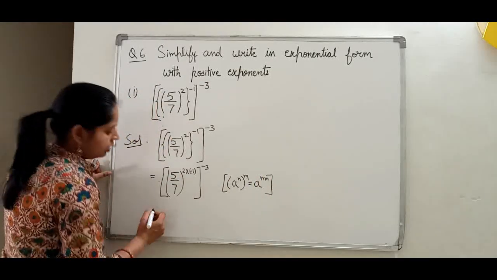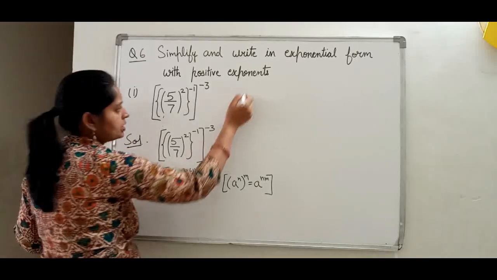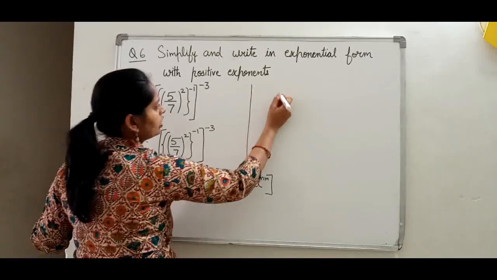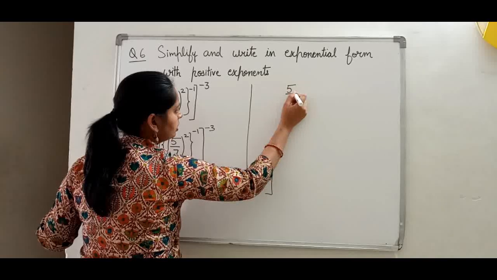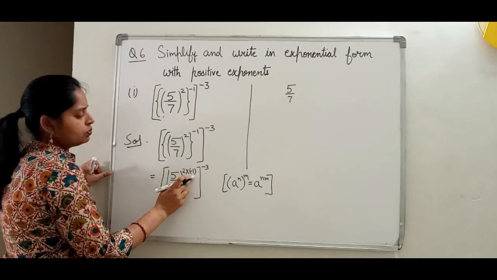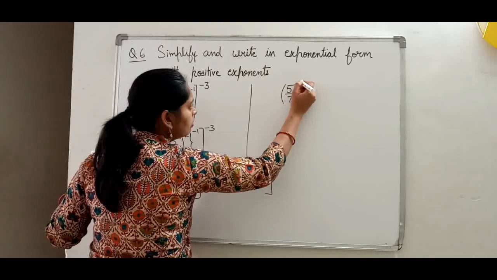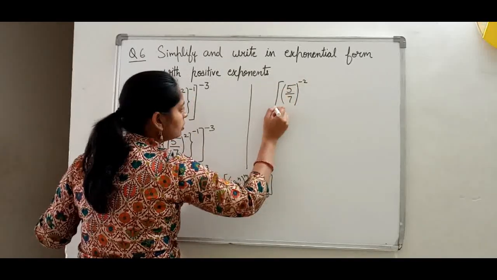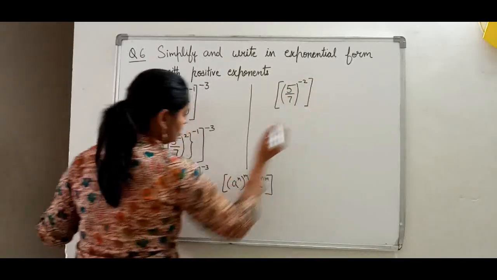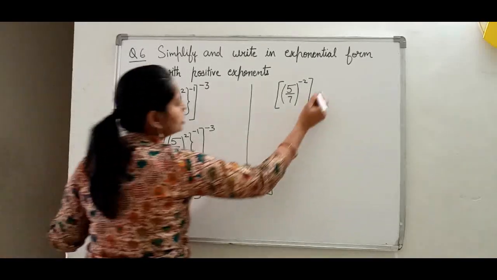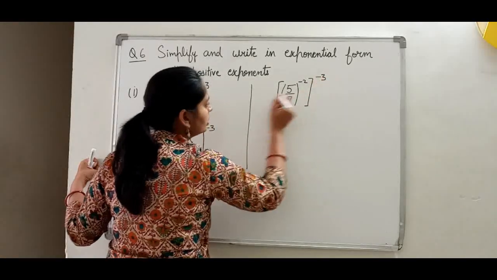So what answer did you get here? You got the answer as (5/7) to the power, 2 into minus 1 will give you minus 2. So the power is now minus 2. And whole to the power is how much? Minus 3. So here will be minus 3.